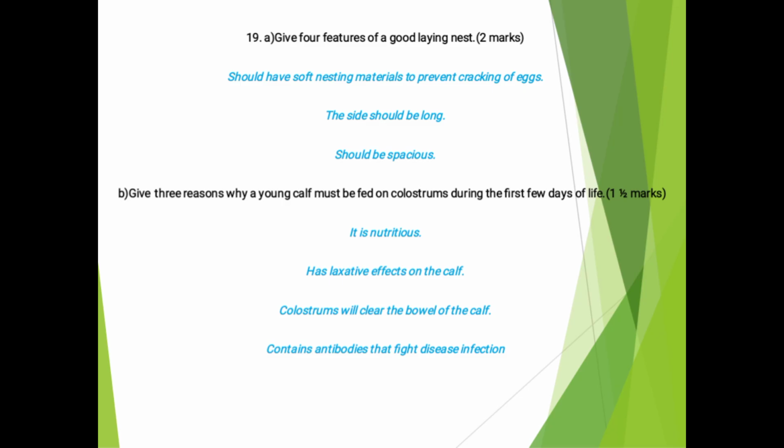Question 19. Give 4 features of a good laying nest. When you talk of a good laying nest, it should have soft nesting material so as to prevent cracking of eggs when they are laid. And then the sides should be long, and it should be spacious enough to hold the hen and allow the hen to sit comfortably as it lays the egg.